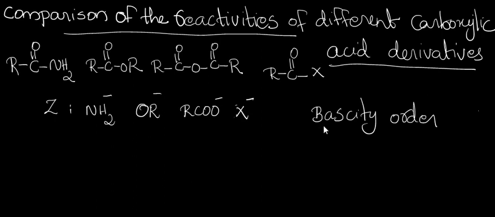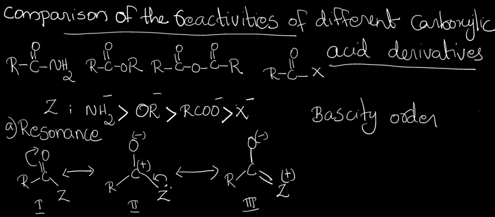Then the order of basicity of these anions is: NH2 minus is more basic than OR minus, which is more basic than RCOO minus, which is more basic than X minus. This is the basicity order. And the above order can be used to explain the reactivity order on the basis of two different factors, in which the first one is resonance.